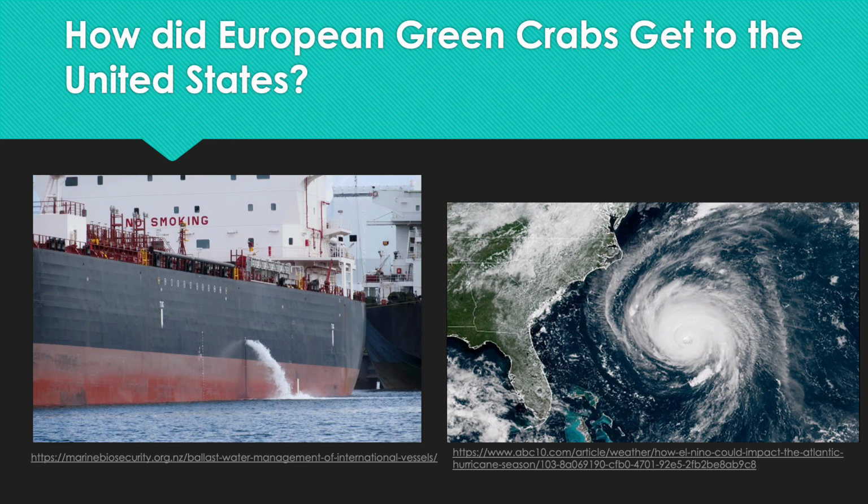European green crabs were transported to the United States a long time ago and have been invasive ever since they got here. They got here in the 1800s in the ballast water of big ships that were coming from Europe in their larval stage. Another way they came was from the currents, from El Niños, which is a type of hurricane that caused these currents. They have transported them all the way from Europe to the United States.